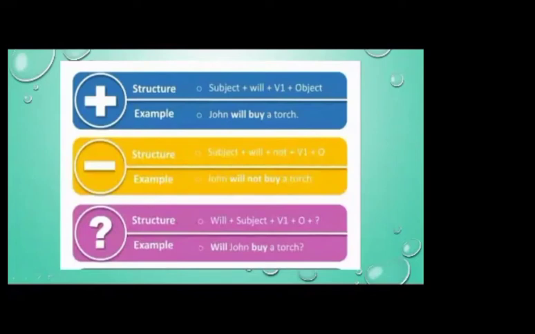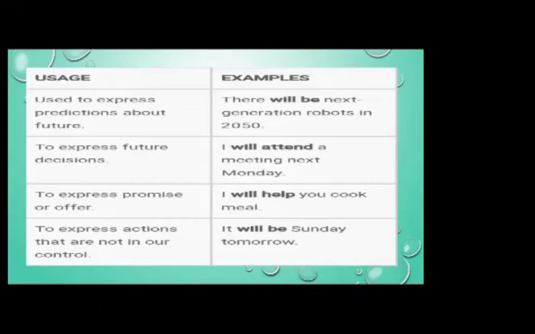So this is the structure of the simple future tense. Now let's see the usages and examples. Used to express predictions about the future. There will be next generation robots in 2050. That is, we are predicting about the future.